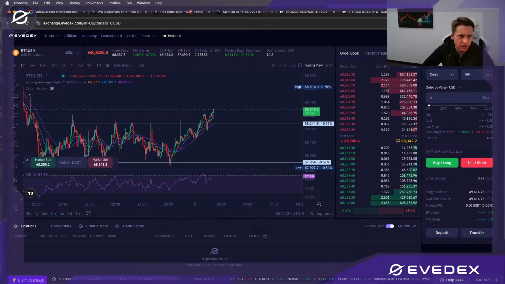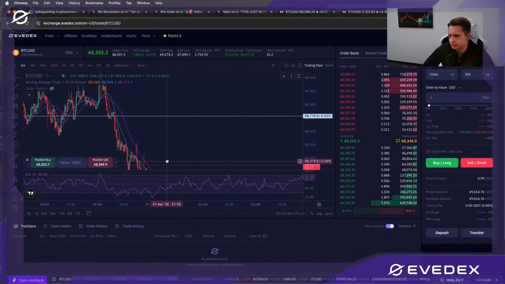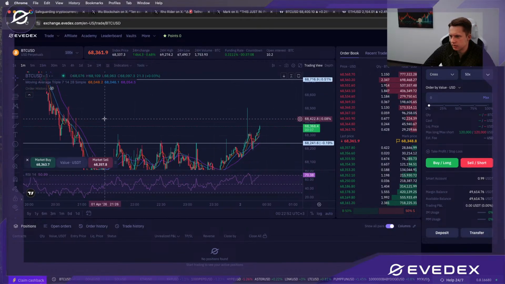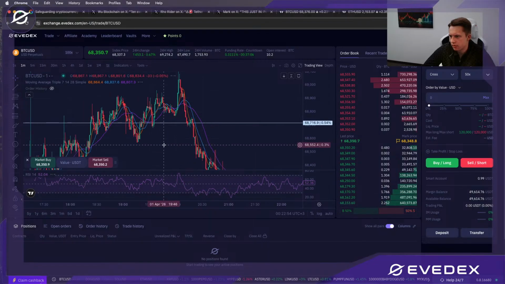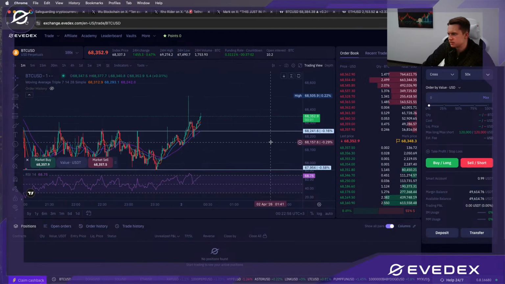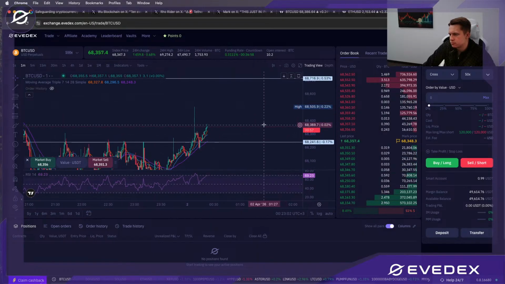So price has kind of continued with that movement. It's broke through that previous high as well. So realistically we could expect a move maybe even up to 70k.